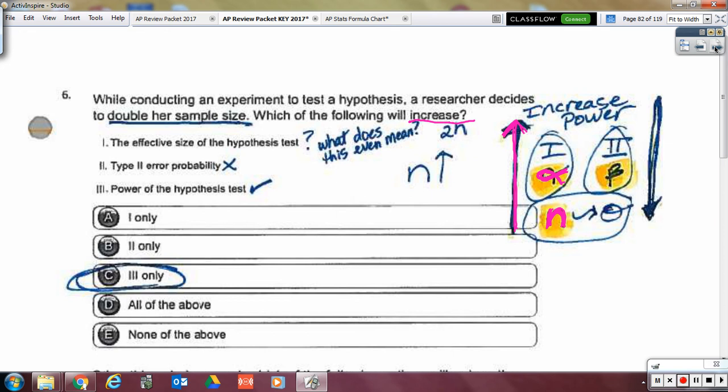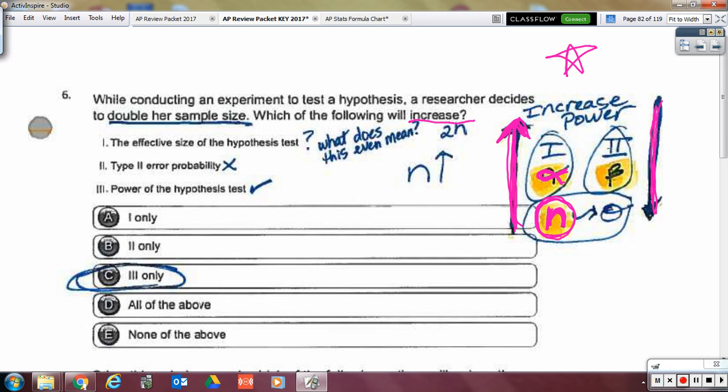Okay, so on this one, remember this little visual aid drawing. It said you increase the N. So I know that I've got this N right here, and it is increasing. So I've got the arrow that goes up over here on the left side because my N is increasing. So that's making my power increase and my type 2 go down. So I don't even know what statement 1 means. Statement 2 says type 2 error goes up, and that's not true.